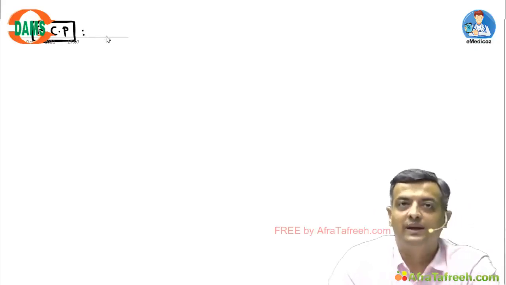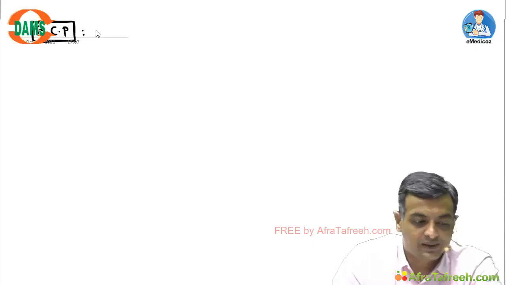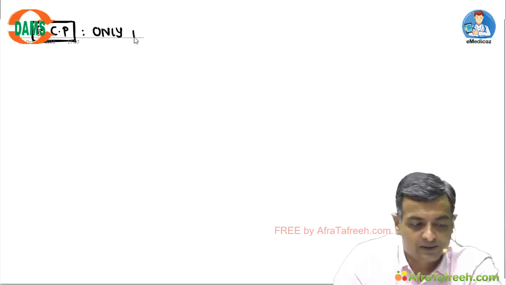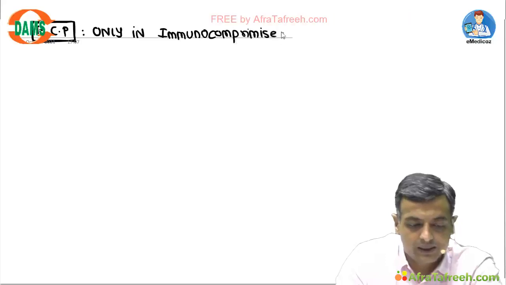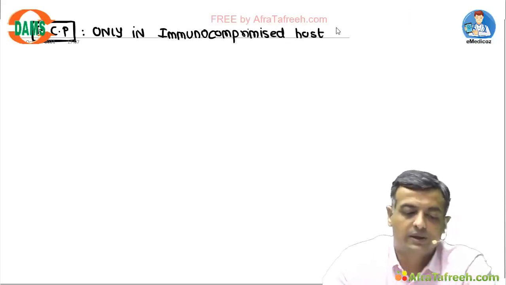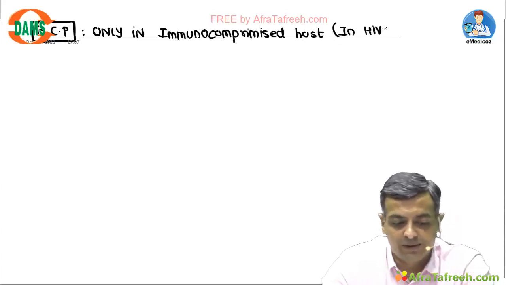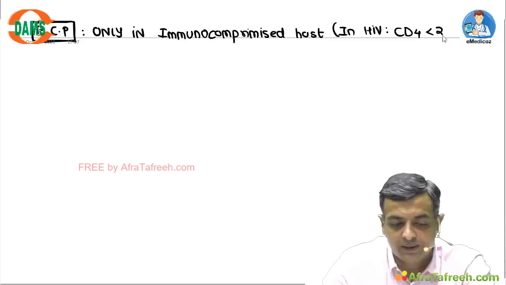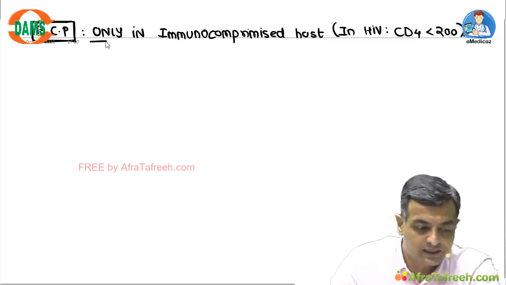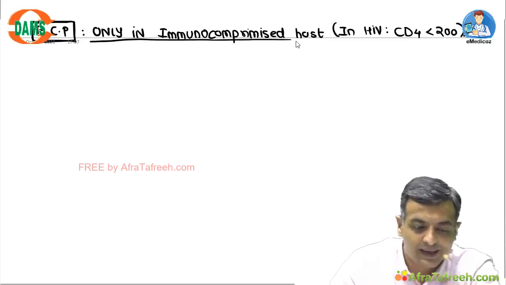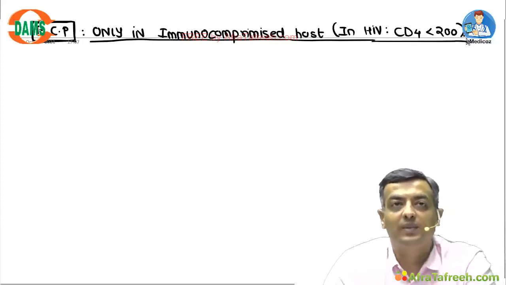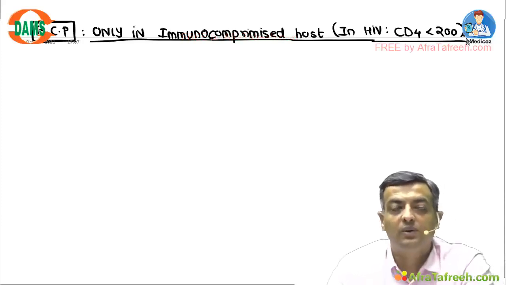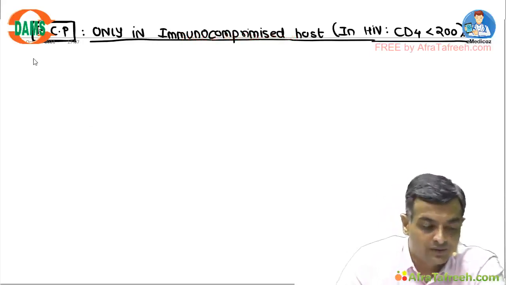Pneumocystis pneumonia. Please remember it occurs only in the immunocompromised host. So in a patient with HIV, it indicates a CD4 count less than 200, and that is why PCP is one of the AIDS defining conditions. It occurs only in the immunocompromised host.